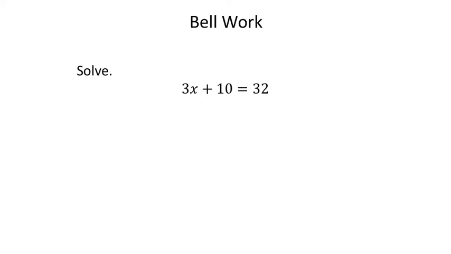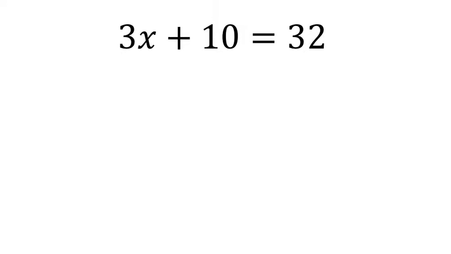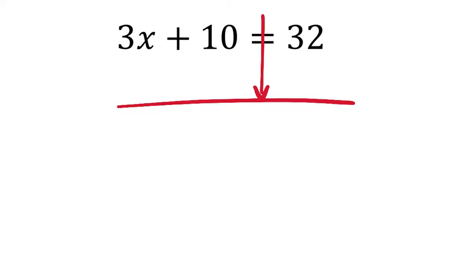For this bell work, we're solving an equation. 3x plus 10 equals 32, no problem. We don't need distribution or combining like terms, but we do see the need for principles of equality. So that's what I'm going to start with right here. If I get this 3x to be by itself, that'd be good.